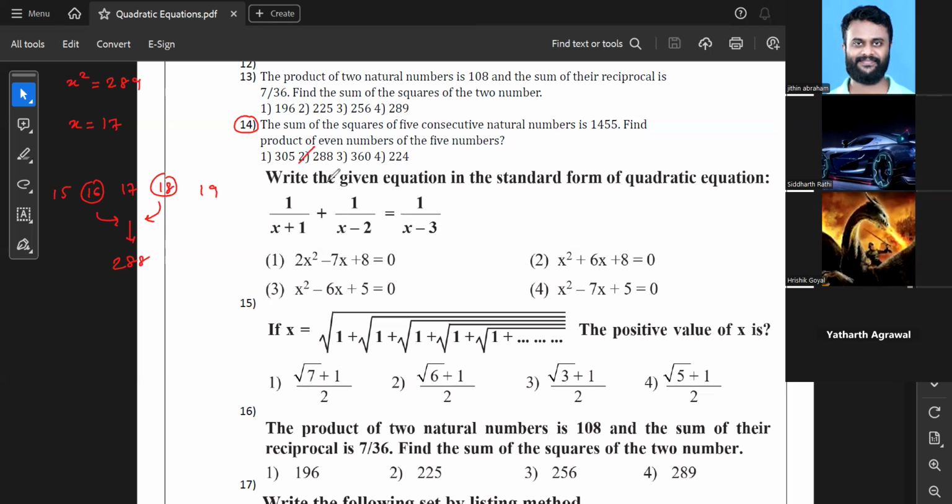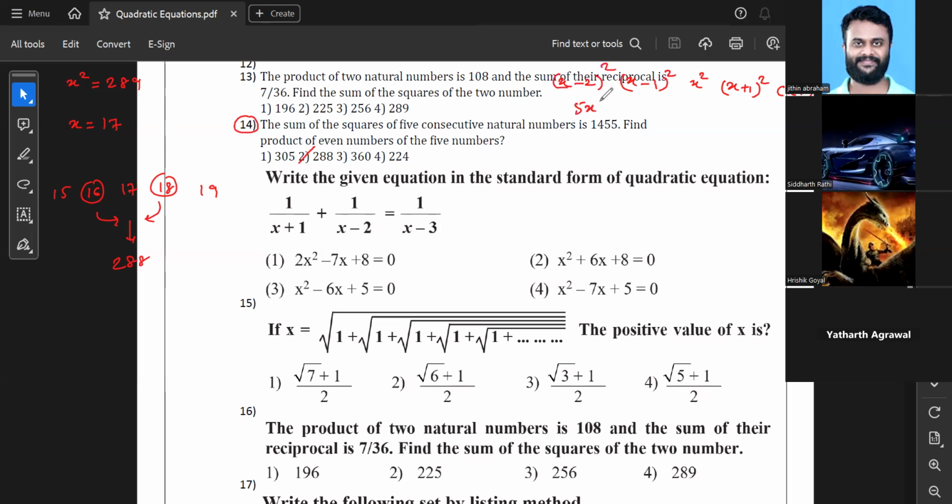So how did you get x square is equal to 289? In the previous problem we had solved, x square, x plus 1 the whole square, then x plus 2 the whole square, x minus 1 the whole square, x minus 2 the whole square. Do you remember? We solved this 10 minutes before.